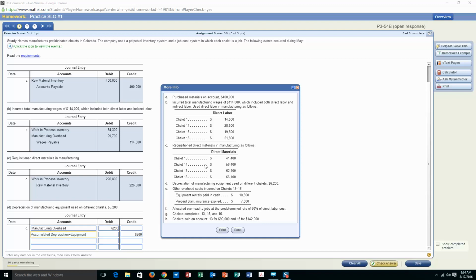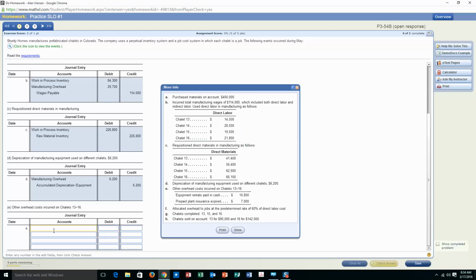Number 3, we requisitioned. So I took a look and I added up all of the direct materials that were requisitioned. I debited work in process. I credited raw material. And then D, I got into the manufacturing overhead. Now, all of the debits to manufacturing overhead are actual manufacturing overhead. When I get down to F, I will allocate manufacturing overhead. And you only do that once. That's the only time that you're going to credit it. So take a look. We're up to number D.